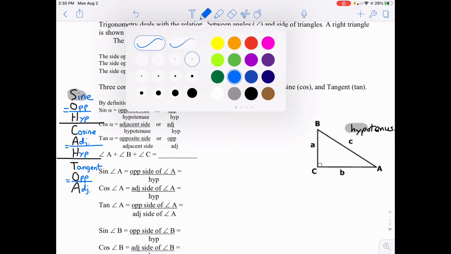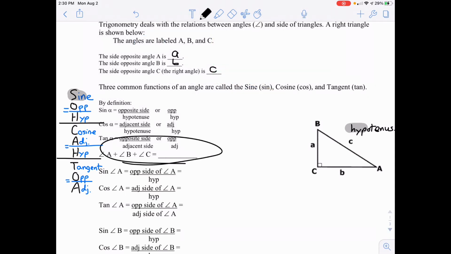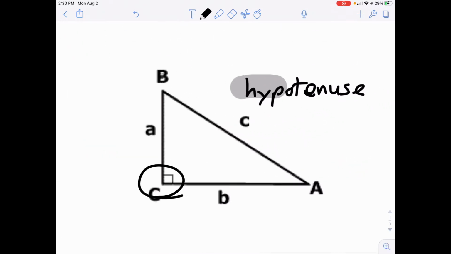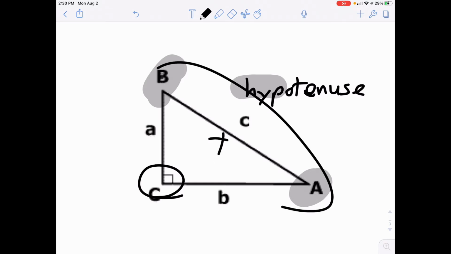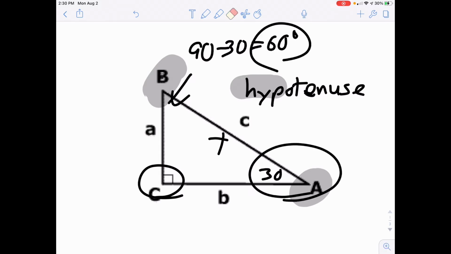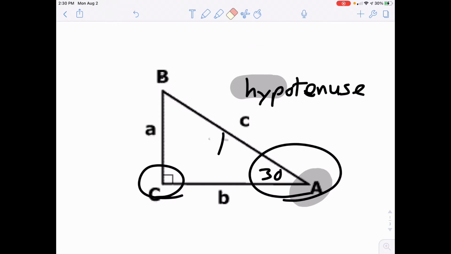Now, before we get into any of this, just a reminder, all three angles of any triangle, A plus B plus C, always have to add up to 180 degrees. Now, why is that important? Because if this is always 90, that means these two angles here must always add up to 90. So for instance, if this is 30, then this angle would be 90 minus 30, which would be 60. These two angles will always be complementary angles, or angles that have to add up to 90.